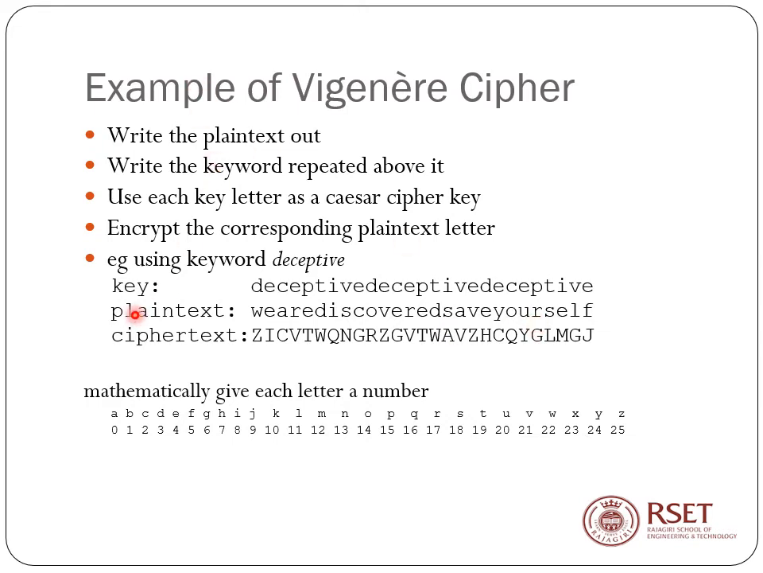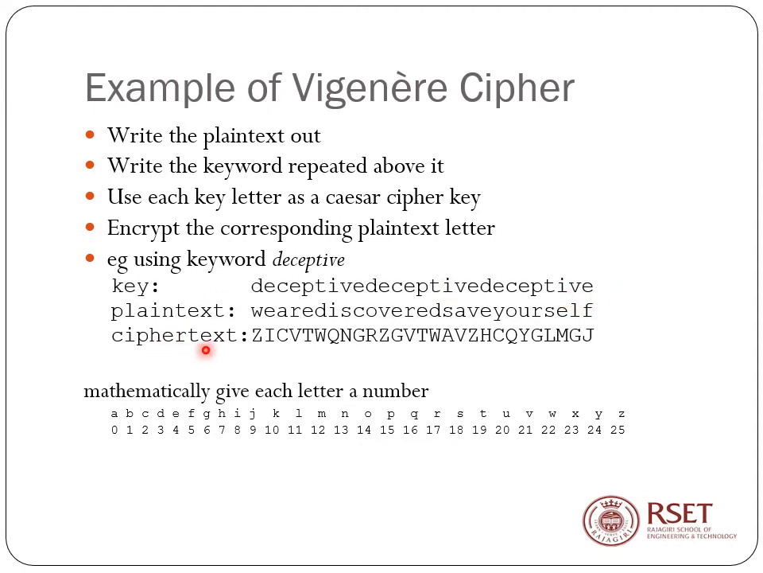Now I have a key with me. The key is deceptive. What I should do is repeat this key until I reach the end of the plain text. So deceptive, writing it twice, thrice, helped me reach the end. Again, if I have some more characters, I will write D, E, C. Sometimes after writing D, E, C, the plain text is over, then stop there. So you have to repeat the keyword deceptive until you reach the end of the plain text.